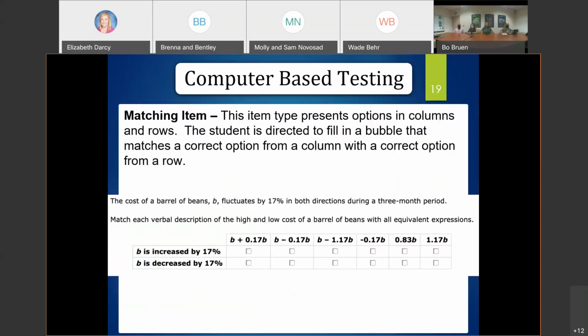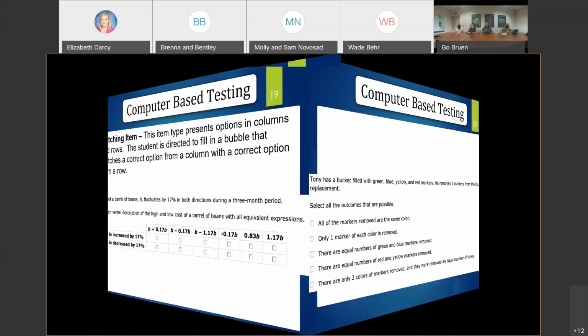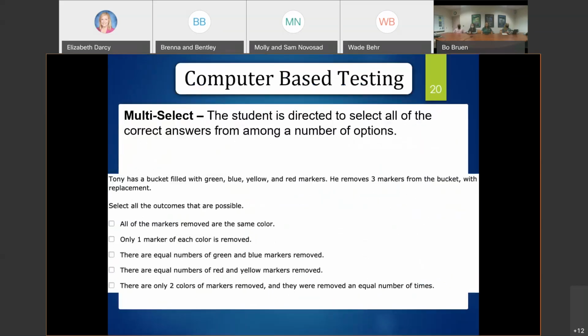After that, there are also matching items, where they're going to have different rows and they have to select the matching items with the columns. They also have a multi-select section where they'll make sure that they're selecting all of the correct answer choices given.